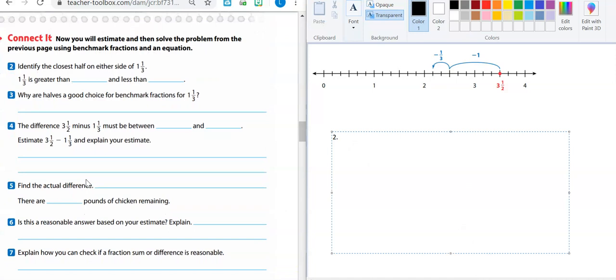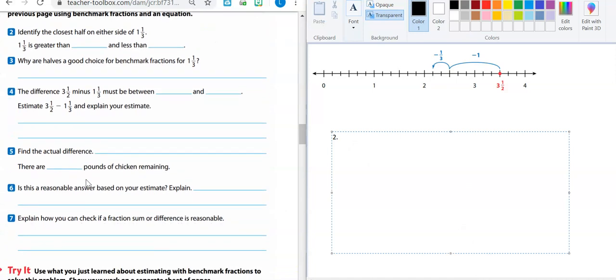So now let's finish up by going to the next page, and we're going to answer 2. So we're going to use the benchmark number line right here to answer our following questions. It says identify the closest half on either side of 1 and 1/3. So again, we identified that 1/3 is the same as 2/6. So 1/3 will be represented right here.